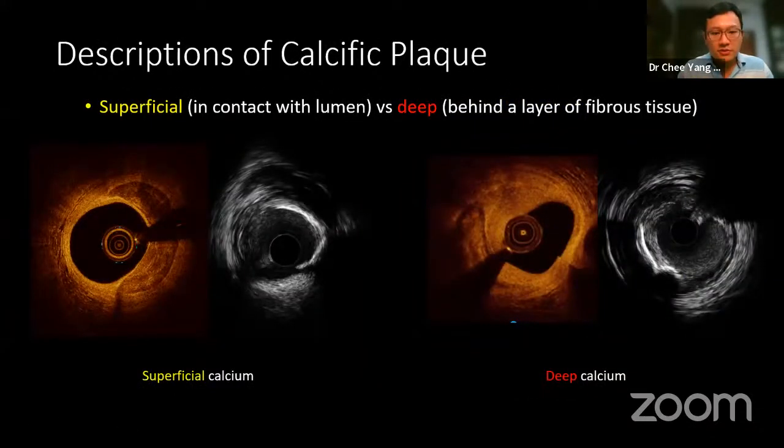Just to go through some other descriptions of calcium, which I'm sure you're going to hear a lot during today's session. Firstly, superficial versus deep calcium. Superficial calcium is calcium which is very close to the lumen, almost in contact with the lumen, such as here on the left panels. Whereas deep calcium is calcium where there is a thickness or a layer of tissue, usually fibrous tissue, between the calcific plaque and the lumen. So the calcium is not directly in touch with the lumen, and this has implications if you want to consider things like atherectomy.